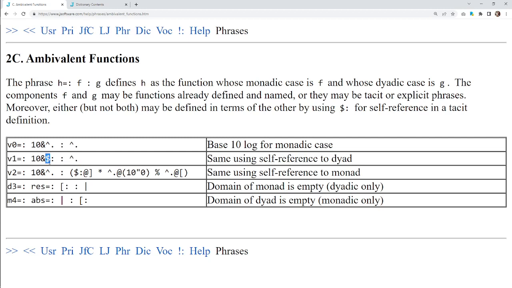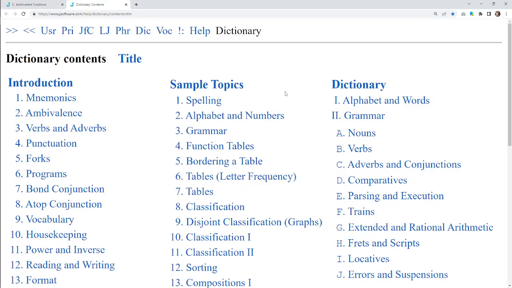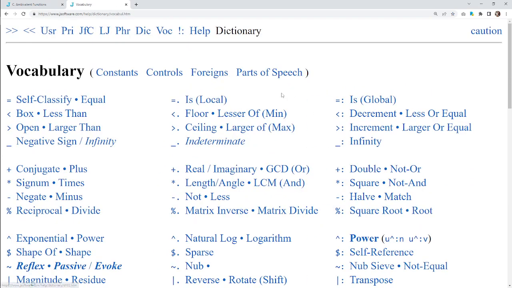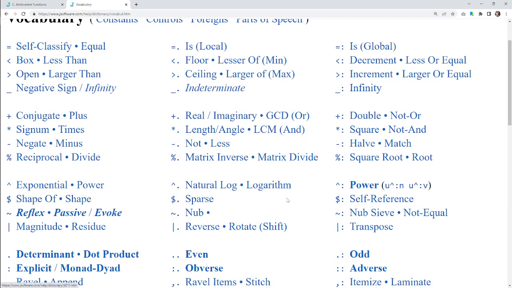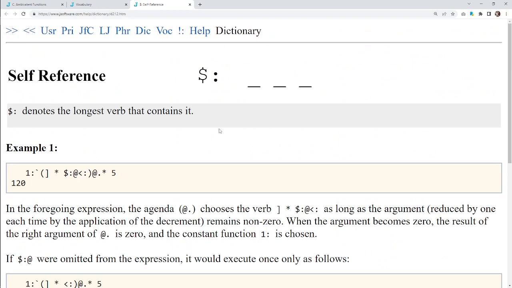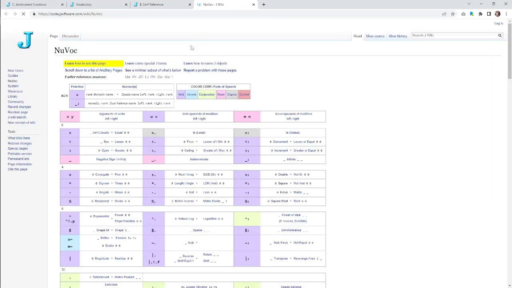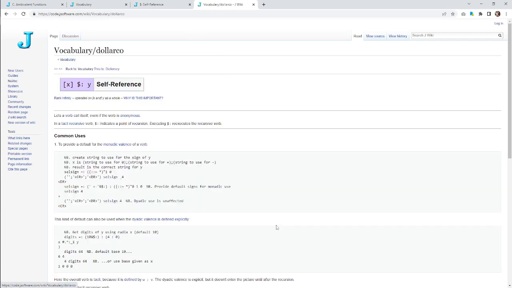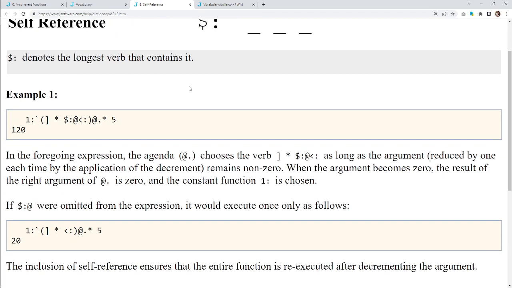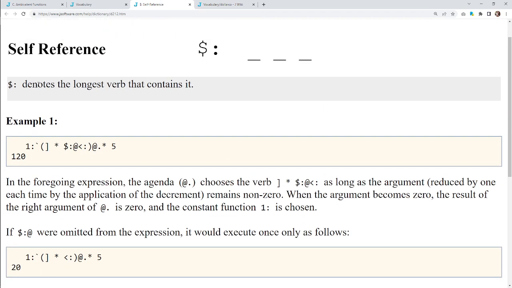So we're going to substitute that in where the $co goes. But let's look up $co just to make sure. Sparse shape of self-reference. Okay. And let's get back to that habit of seeing how they call things, although I feel like I'm starting to get the hang of how they call things, but we'll see it here. If I go to self-reference, they do call it $co. Cool. $co denotes the longest verb that contains it.